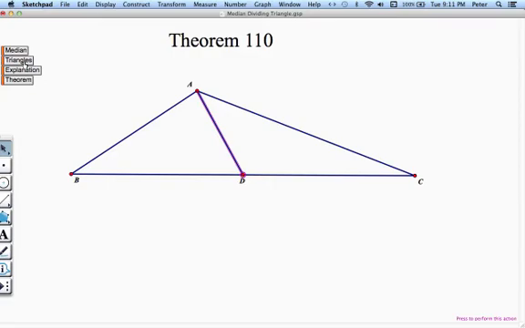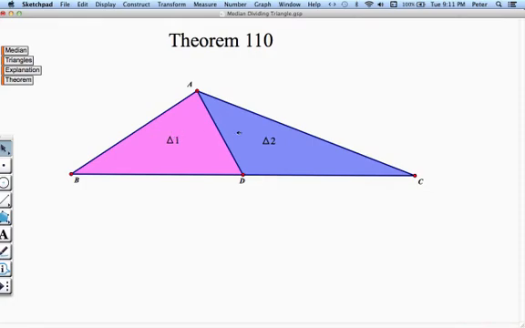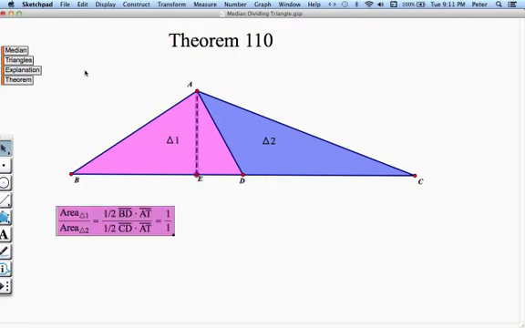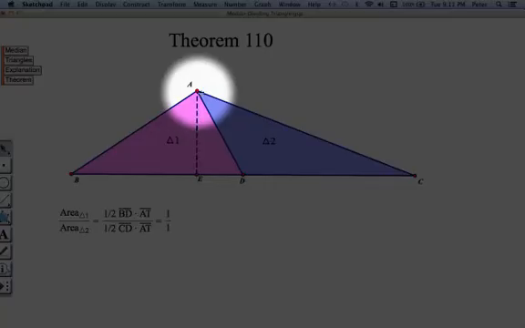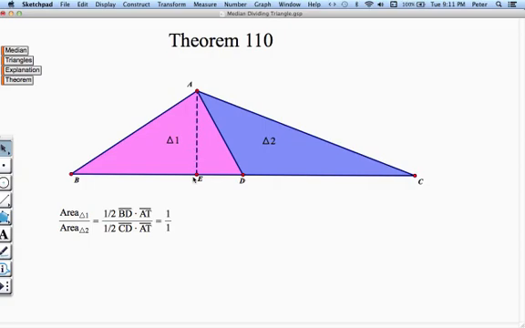Well, I'm going to draw a median AD. Now, as you recall, if AD is a median, that means that D is the midpoint. So BD is congruent to DC. Well, it's going to divide into two triangles. I'll call them triangle 1 and triangle 2 for simplicity. Now, triangle 1 will have a height of AE. That will also be the height of triangle 2.